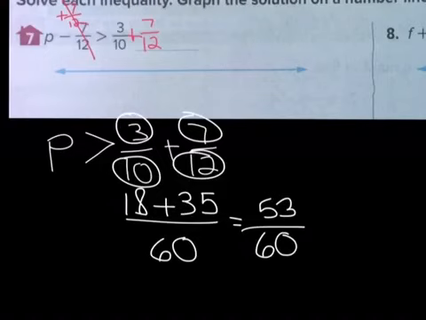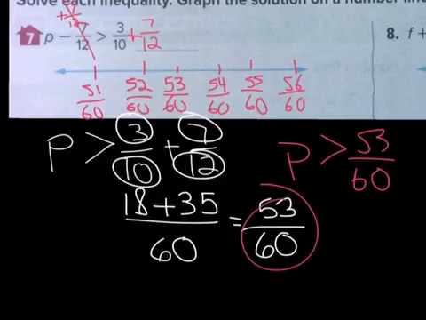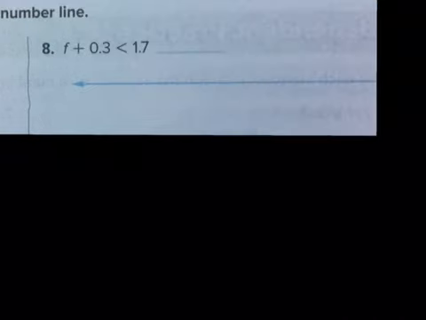Okay? So how can we graph this? Well, we have to write it in fractions. I know that one of them is 53 over 60. My next one will be 54 over 60, and 55 over 60, and so on. And we're saying that P is greater than 53 over 60, right? That's what we solved over here. Okay, so I leave it empty, and I'm saying that P is greater. And number 8, we have addition, so let's subtract 0.3 from both sides.